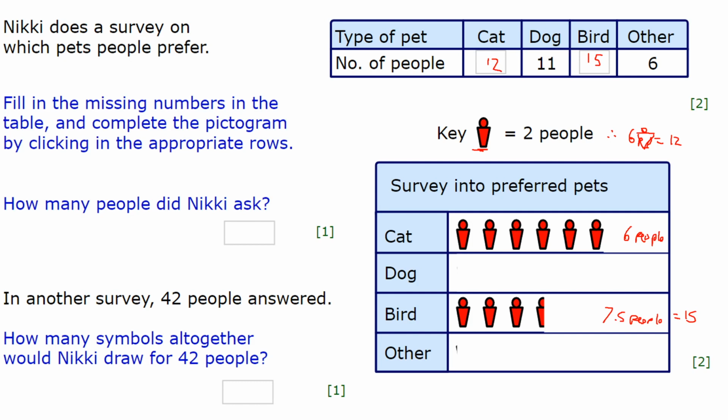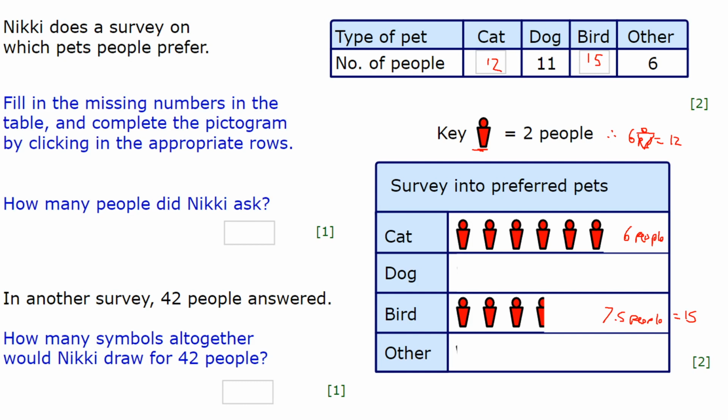Now let's take a look at the pictogram. Sorry. I'm thinking about the last slide. Anyways, we know that there are 11 dogs. How many pictures is that, right?